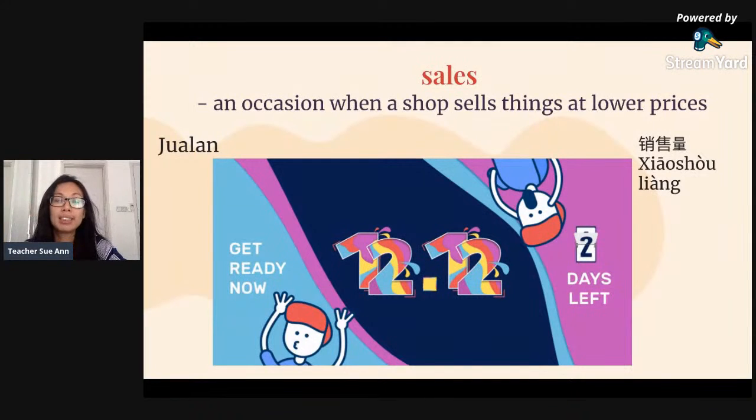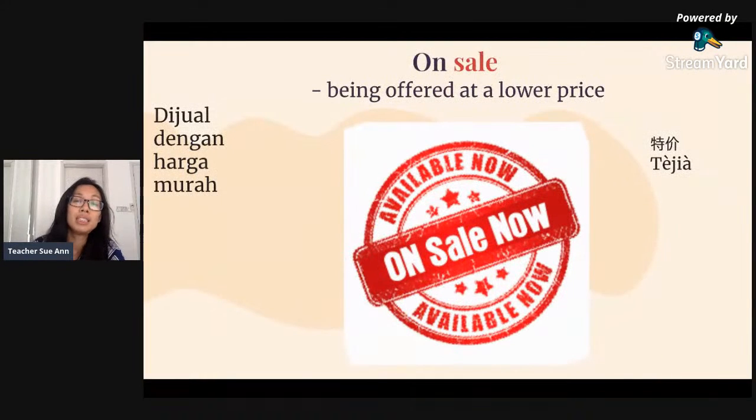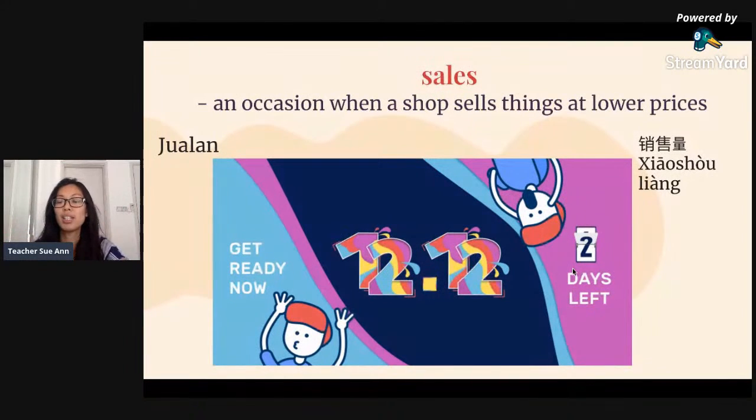When you talk about sales, it's an occasion, like an event, like 活动. It's the time when the shop sells things at a low price. Like yesterday was 4/4, right? So Lazada, Shopee all had sales. Okay, the sales time. On sale. When you say on sale, this item is being offered at a lower price. Okay, so this thing is on sale right now, benda ini. Sales is the event, right?